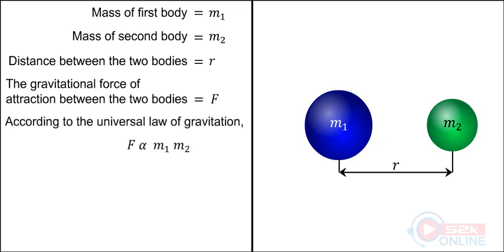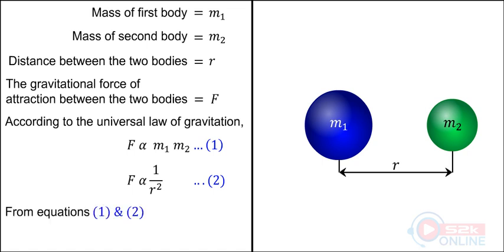According to the universal law of gravitation, the gravitational force of attraction between the bodies F is directly proportional to the product of their masses m1 and m2, and inversely proportional to the square of the distance between them. Mark these two equations as 1 and 2. By combining both equations, we get the gravitational force between the bodies F is proportional to m1 m2 divided by r squared.